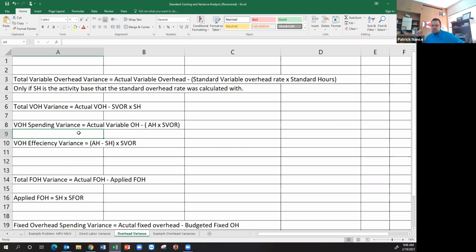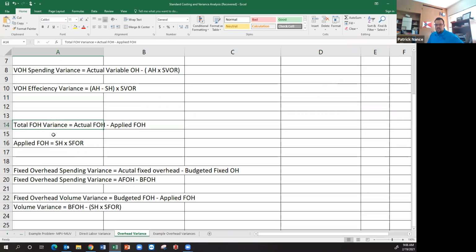The efficiency variance is whether or not we used more or fewer hours than we would have anticipated based on our volume. So the efficiency variance is actual hours minus standard hours times my standard variable overhead rate. So with the spending variance, we're really measuring whether our rate is correct. With this one, we're measuring whether our hour estimate was correct based on our standards.